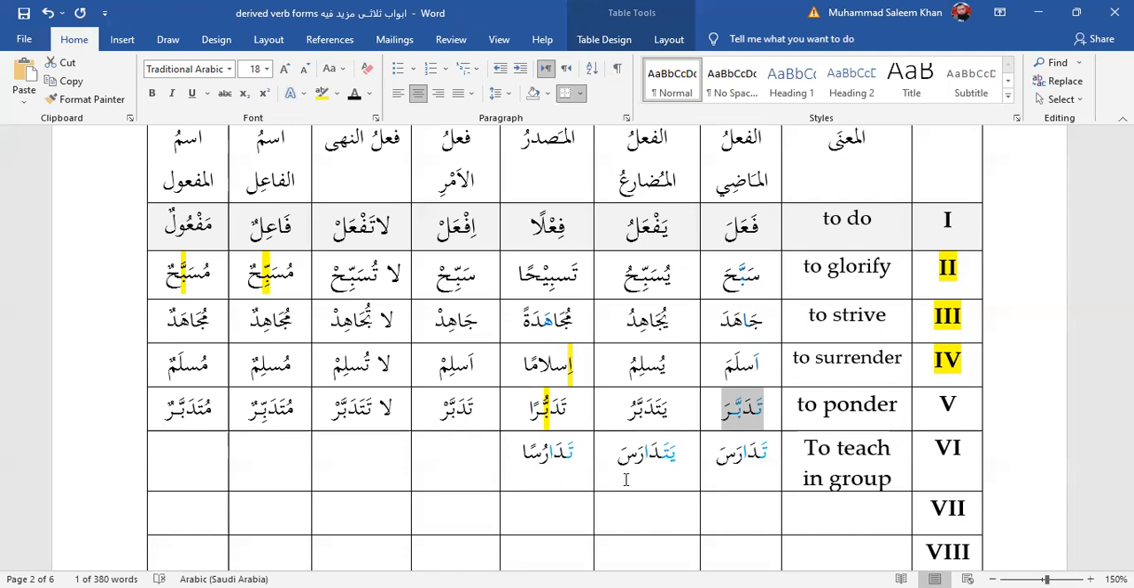For example, raja'a, you remember the meaning of raja'a? To return back, by yourself. Raja'tu min Pakistan, I came back from Pakistan. Rajja'a means to return someone back.